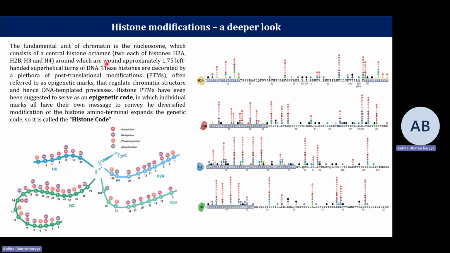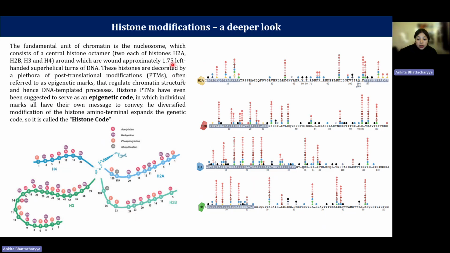The histones are decorated by a plethora of post-translational modifications or PTMs, often referred to as epigenetic marks. This is a very important terminology. You'll find it very commonly used in literature, in papers, anything you refer to.